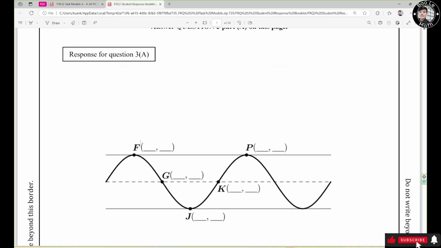Alright, now we're going to go over here. We need to write the coordinate points, right? Point F right here should be 1.5, comma 12, right? Point G should be 2.25, comma 8.5. Point J should be 3, comma 5. Point K should be 3.75, comma 8.5. And point P should be 4.5 and 12, right?